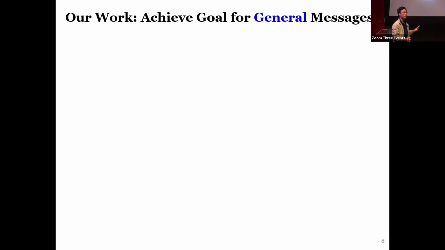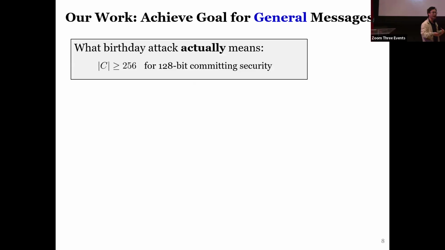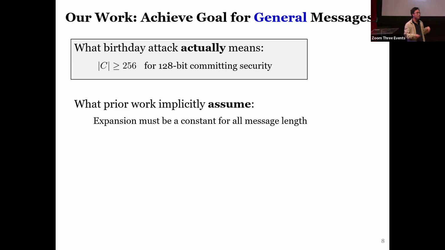for a general message space. In order to do that, we need to look at the birthday attack to see what it actually means. The birthday attack doesn't say anything directly about the expansion. It only says that the ciphertext length needs to be at least 32 bytes. This, however, translates to a requirement on the expansion because the attack implicitly assumes that the expansion must be constant for all message lengths.